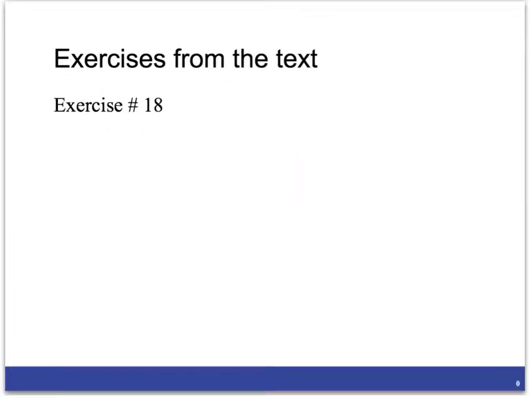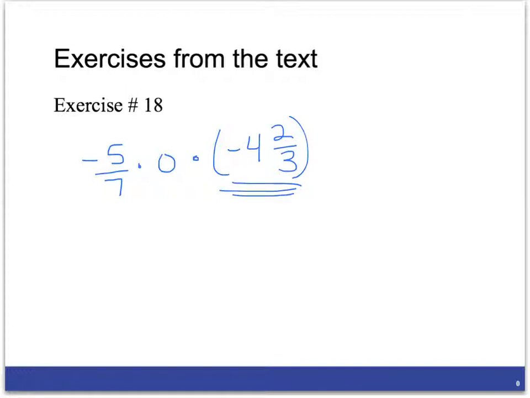Exercise 18 is negative 5/7 times 0 times negative 4 2/3. Well, you have a mixed number here, so your first thought is to fix that. But when you have a 0, anything times 0, remember, is going to be 0. So you didn't even have to worry about that mixed number.